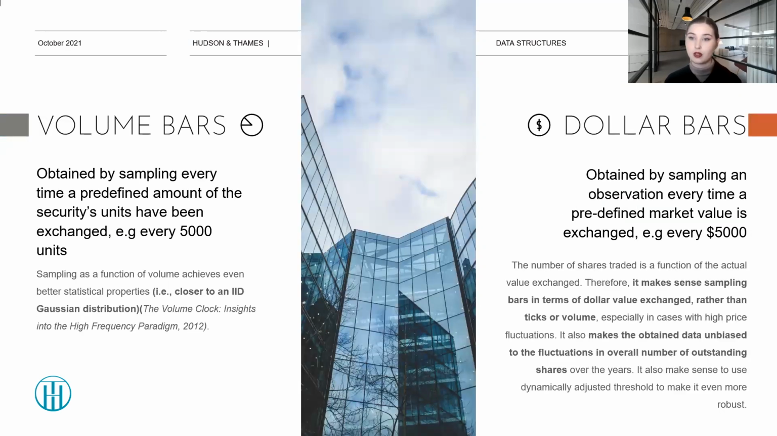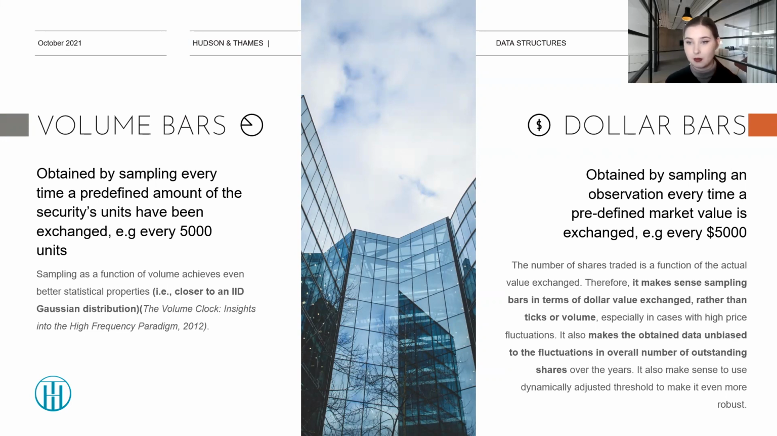The next two types of bars would be the volume and dollar bars. We'll start with the volume first. They're obtained by sampling every time a predefined amount of the security's units have been exchanged, for example, every 5,000 units. Sampling as a function of volume achieves even better statistical properties, as we said, closer to the Gaussian distribution. And to dive a bit deeper and to understand more about this time-independent sampling, I would like to recommend you checking out the "Volume Clock: Insights into the High Frequency Paradigm" paper by Marcos Lopez de Prado.